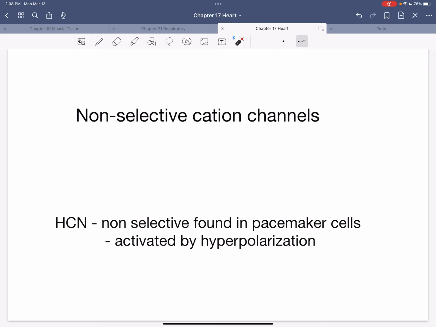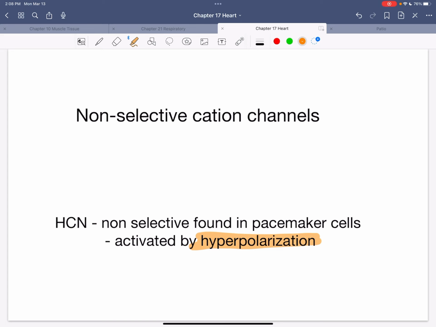And you'll see in your book it talks about the HCN, and a little bit about these. These are non-selective, found in pacemaker cells. And it's interesting, they're activated by hyperpolarization. So I'm going to use a marker on that, hyperpolarization. So that's sort of a unique feature that we haven't seen before, that hyperpolarization actually triggers something.